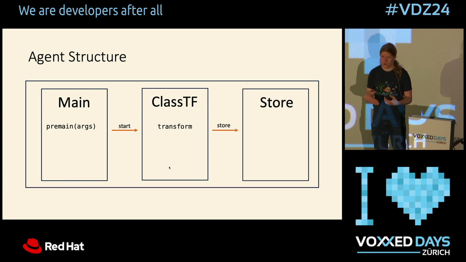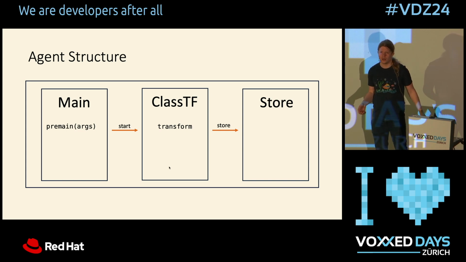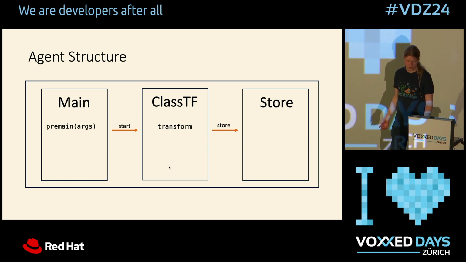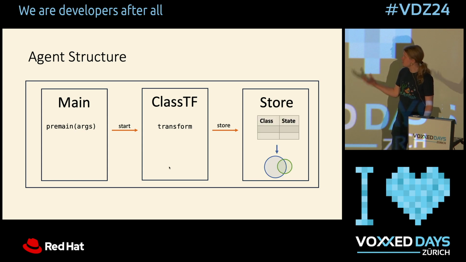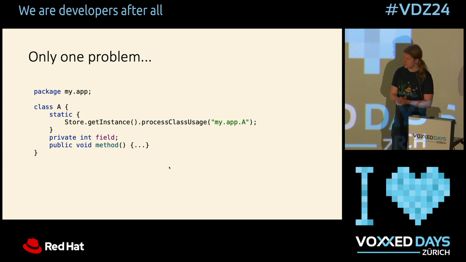And then we have a store, because essentially we have to store our information somewhere. Here in our example, we store the loaded and used classes, to get to the information that you saw before. But with a slight problem.